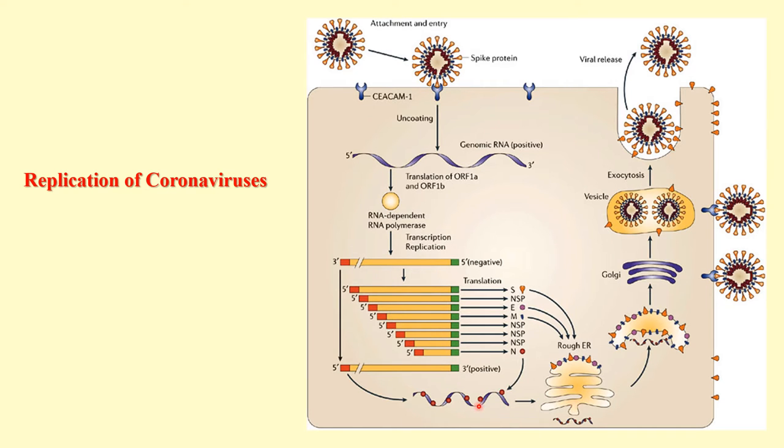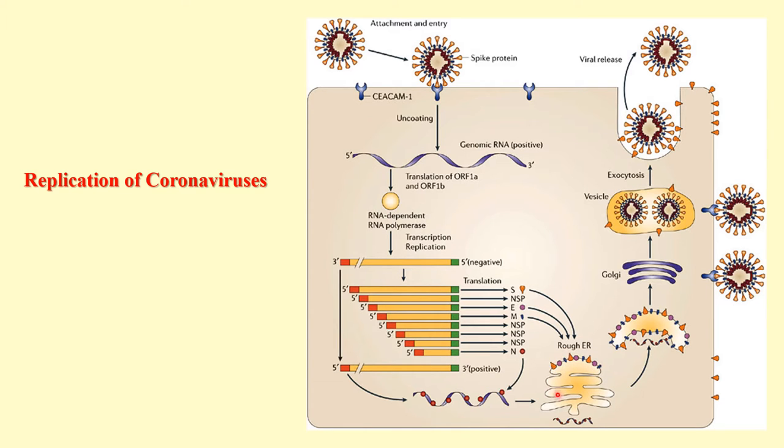Then what will happen? This newly formed nucleoprotein and the newly synthesized positive strand RNA of the coronavirus will migrate to the rough endoplasmic reticulum. The same thing, all the newly synthesized viral proteins like the S protein, E protein, M protein, all of them will go into the rough endoplasmic reticulum. And when these three, S protein or spike protein, E protein, M protein, go to the rough endoplasmic reticulum, they will embed themselves into the membrane of the rough endoplasmic reticulum.